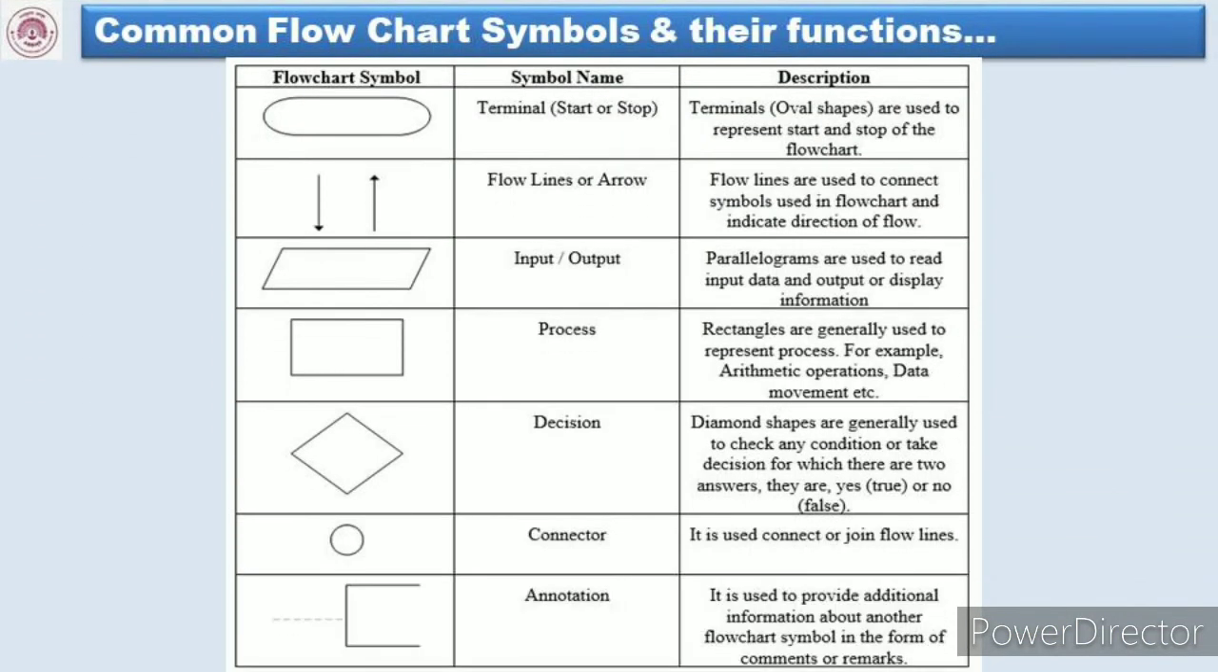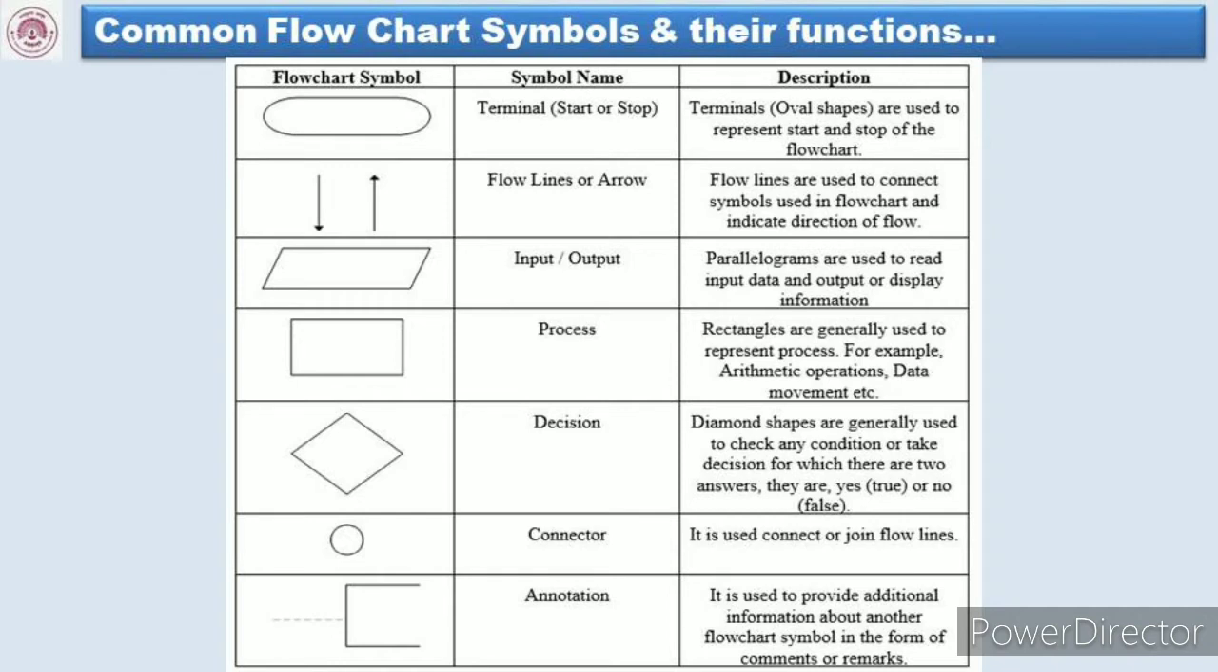Let us see some common flowchart symbols and their functions. The first symbol is an oval shape, which is used to represent the start and stop of the flowchart, also called a terminal. Next is flow lines or arrows. Now they are used to connect the symbols used in a flowchart and indicate the direction of flow.